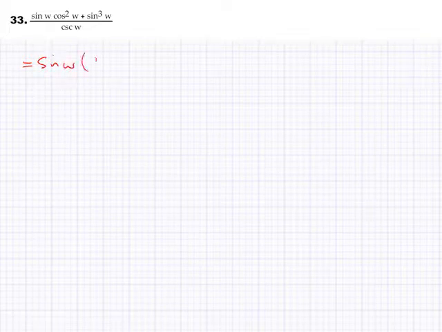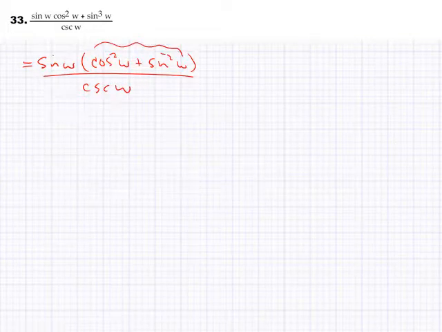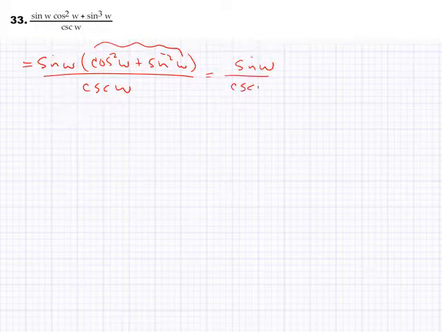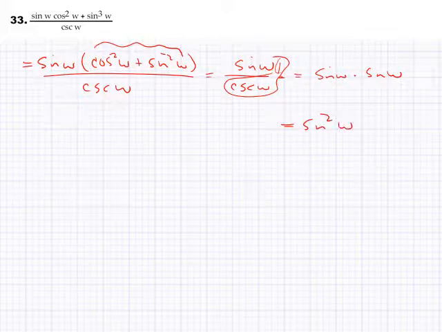I'll do the same with this one. I'm going to factor out a sine w. That would leave me with cosine squared w plus sine squared w all over cosecant w. We should know that cosine squared plus sine squared equals 1. So then I could just say this is sine w over cosecant w. But 1 over cosecant w is the same thing as sine. So I have sine w times sine w, therefore giving me sine squared w.